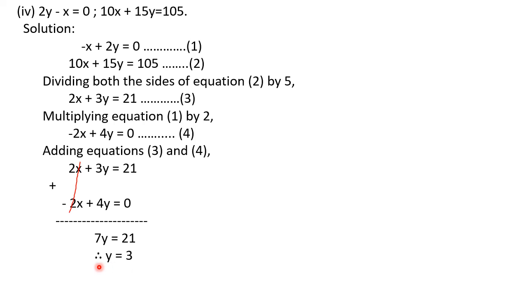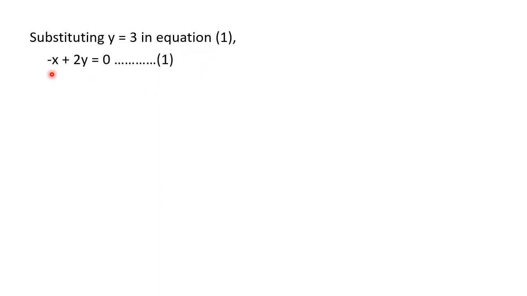Okay. Now let's put this value in the simple equation, that is equation number 1. So substituting y is equal to 3 in equation 1. Let's do it. So this is equation 1, minus x plus 2y is equal to 0. So let's replace y by 3. So minus x plus 2 into 3 is equal to 0.